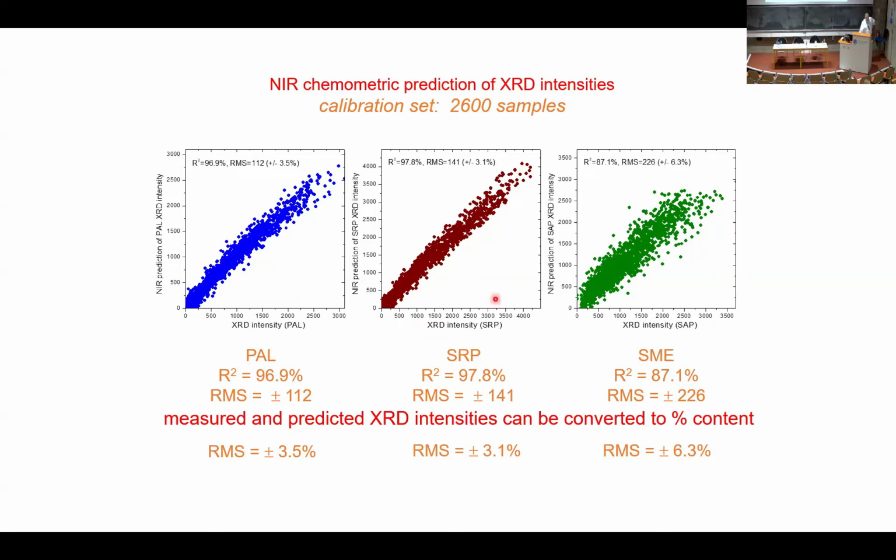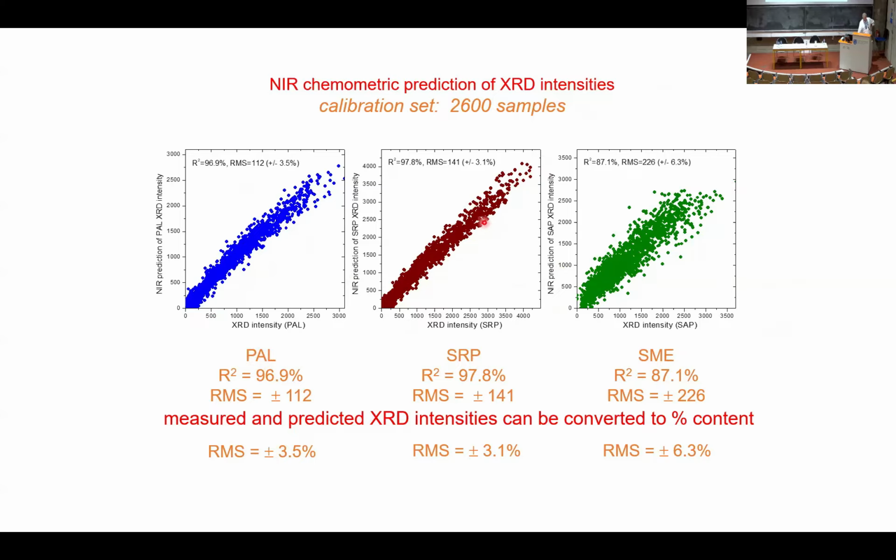And these would be calibrations for palygorskite content, serpentinite content, and smectite, which are the three main mineralogical compositional parameters of a deposit in Western Macedonia and Greece. So you see how calibration would look like.